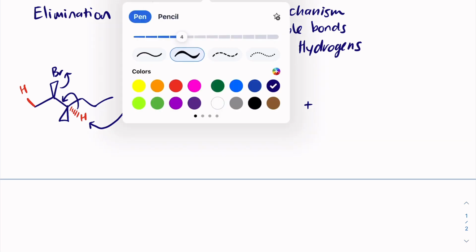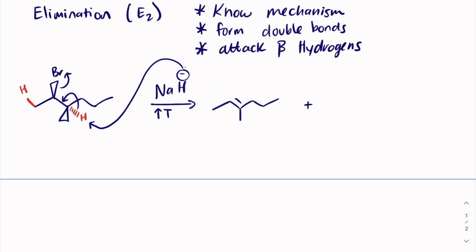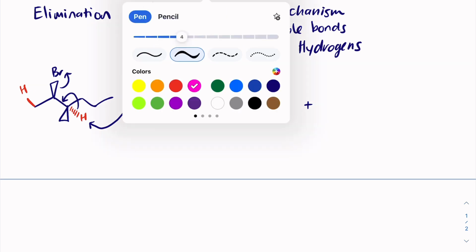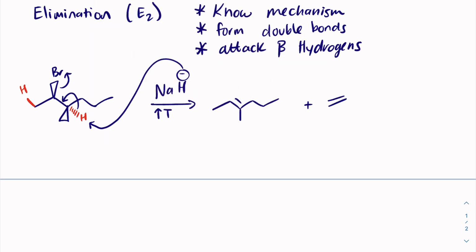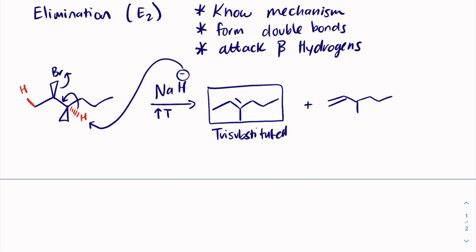So we get one product that looks like this. I'm going to draw it, but then erase it just for simplicity. If you care to know what the arrows look like for the other beta hydrogen, they look like this. And what that would do is give us our other product, which looks something like this. And this first one is what we would call tri-substituted. And then our other one is called mono-substituted. And this is going to be major. This is going to be minor.